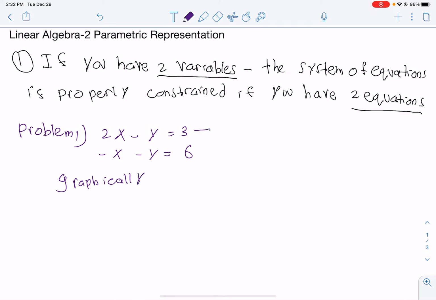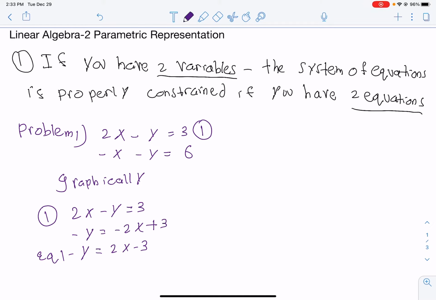So this equation, equation 1 here: 2x minus y equals 3. Well, that's going to turn into negative y equals negative 2x plus 3. I subtracted 2x on both sides. Now I'm going to multiply by negative 1. Y equals 2x minus 3. It's equation 1.